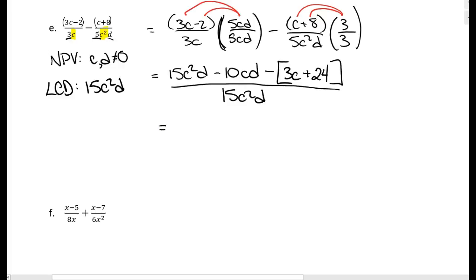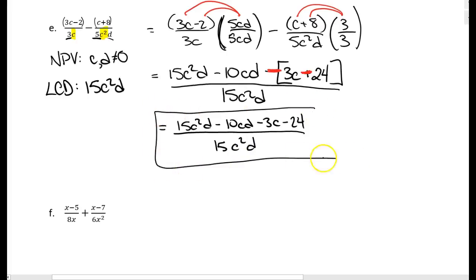Bearing that in mind, I need to actually change these signs so I can apply that negative here, and if I distribute it into the brackets, that's negative as well. If I look to simplify, I actually can't simplify this anymore, so I'm left with 15c squared d minus 10cd minus 3c minus 24 all over that 15c squared d, with my non-permissible values of c and d not being able to be 0.